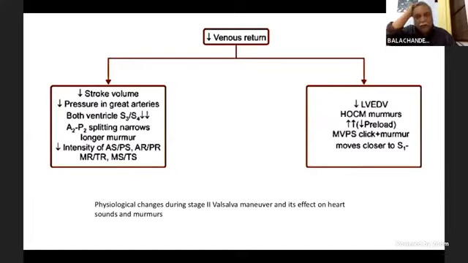So this is just the venous return, which decreases and causes a decrease in the pressure. These are the physiological changes which will occur in stage 2 of the Valsalva maneuver and its effect on heart sounds and murmurs. So it's decreased stroke volume, decreased pressure in great arteries, the A2 splitting narrows, longer murmur, decreased sensitivity of AS and PS, etc. And of course, the changes which you've already seen in the Valsalva maneuver.